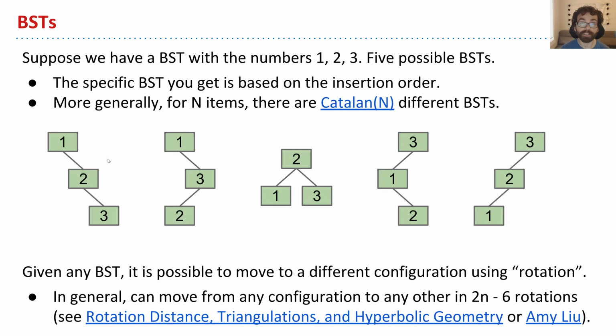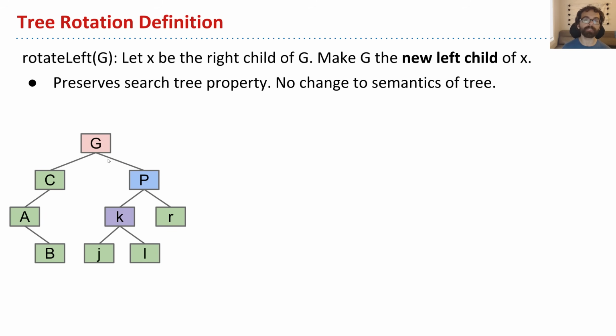So what is rotation? Well, the idea is we pick a specific node, and we either rotate it to the left or to the right. So I'll give an example of rotating to the left. So let's say I'm rotating G to the left. Well, we'll define X to be the right child of G, in this case P, and then we're going to change the tree so that G is the new left child of P.